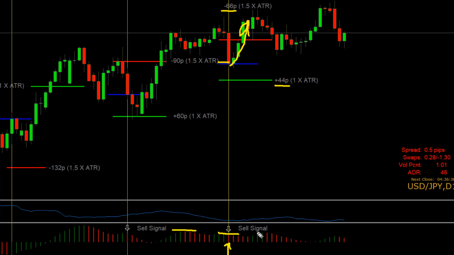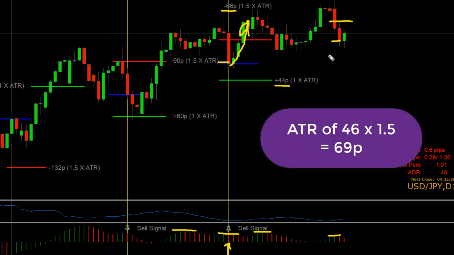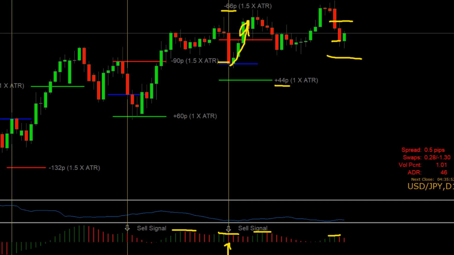Now interestingly, I didn't mark this, but obviously we had a signal yesterday on this one, and the sell would be here. The ATR is 46, so our stop loss would be about 70 pips up here, and our target would be 46 pips down here. And that one, of course, is left to be seen.